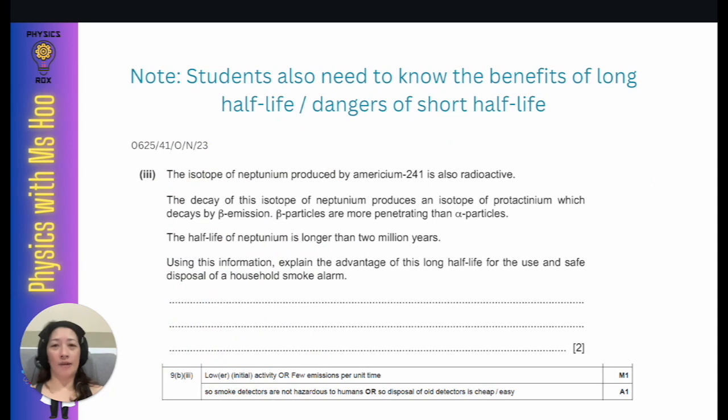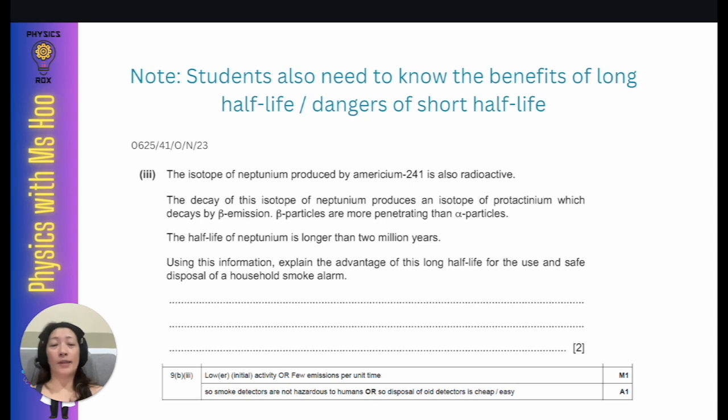Now, this is not written in the syllabus guide, but I'm just adding this in because I've seen this come out in past year questions. So students, you also need to know the benefits of long half-life, or on the flip side, you need to know the dangers of short half-lives.